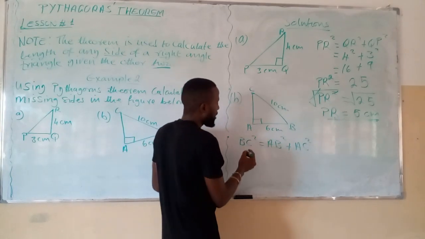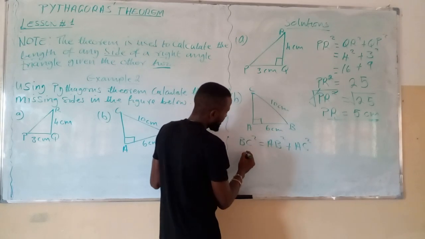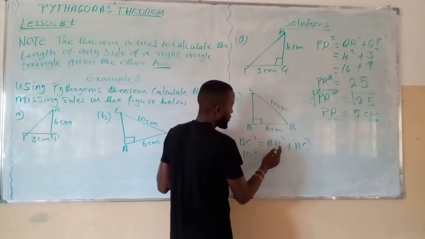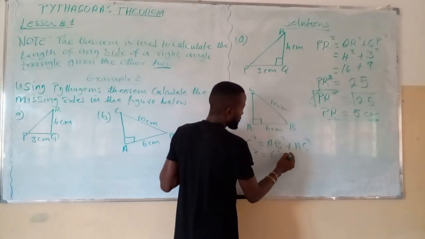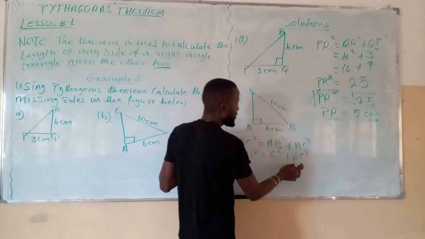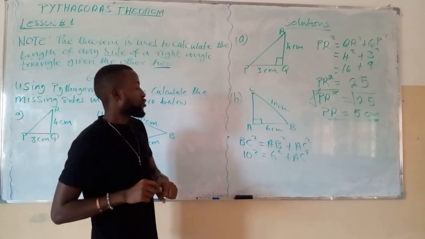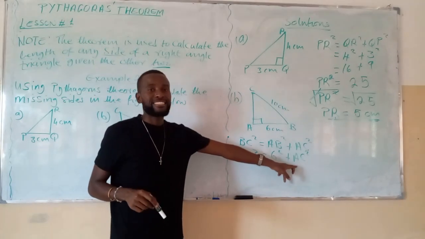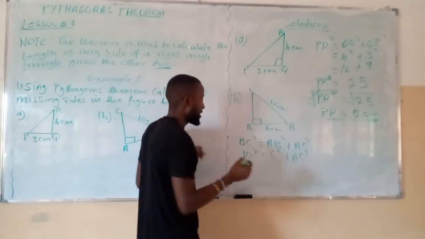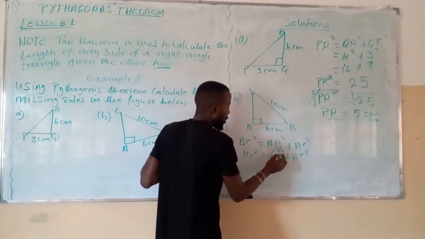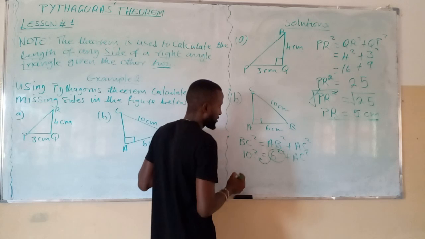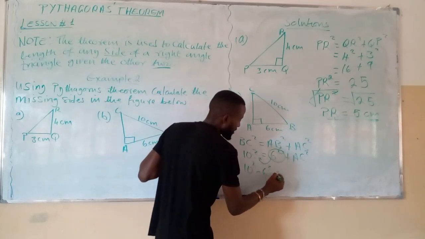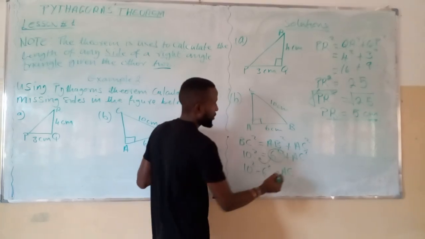So in other words, you can now continue replacing. What is BC? BC is 10 centimeter. Okay, we just write 10 squared is equal to AB 6 squared plus AC squared. I don't know AC squared. So it means that I need to collect the like terms together so that I get to find AC. So how do I collect the like terms together? This 6 squared will cross the equal sign and it will come this side. So it will be 10 squared minus 6 squared is equal to AC squared.